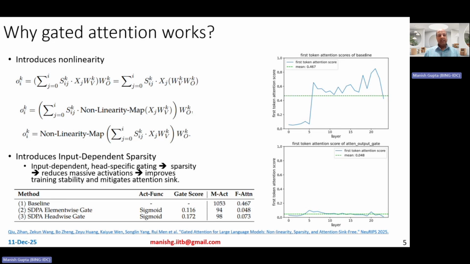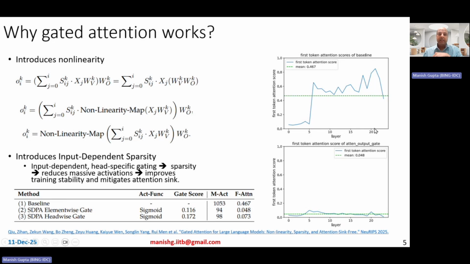Okay. The second reason is that gated attention also introduces input-dependent sparsity. So remember, in a previous video, I talked about attention sinks. Attention sink is this phenomenon where large language models basically pay a lot of attention on the first few tokens, specifically really on the first token itself.